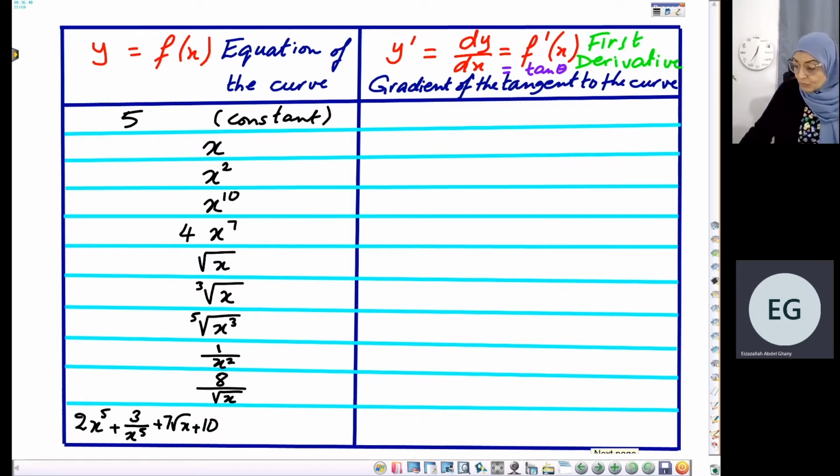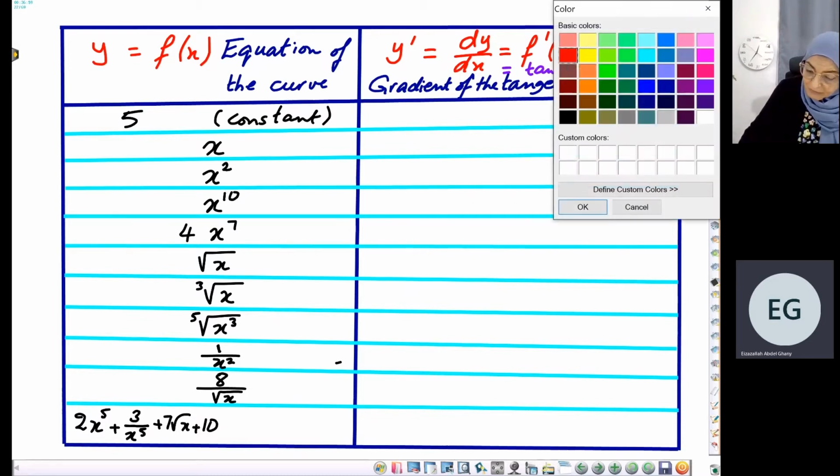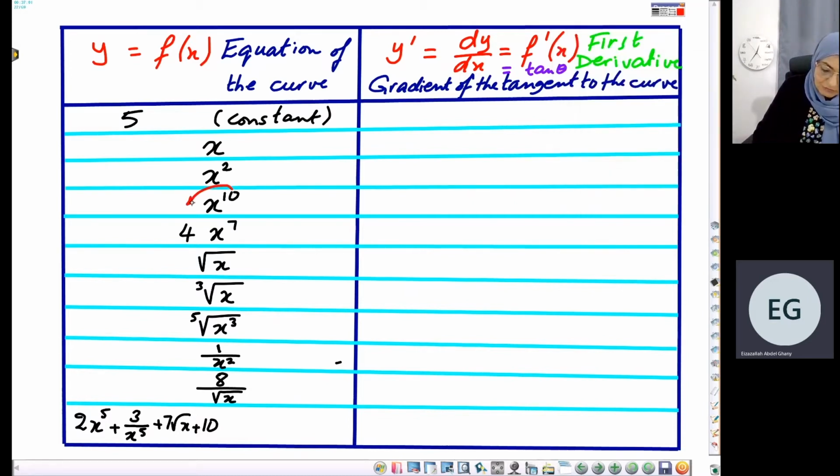First of all, you have to know that there is a rule. The rule states that the power goes down, decreases by 1. Say it. Power goes down, decreases by 1. For example, if we have here a power of 10, the 10 goes down. It will be 10x to the power of 9.